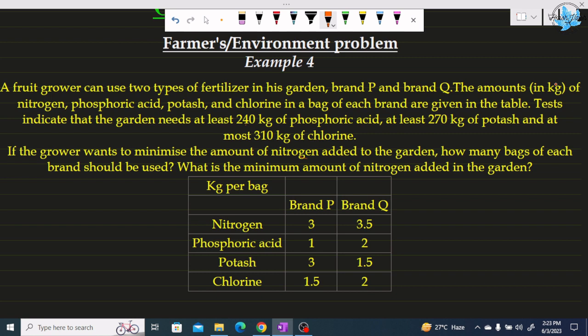There is a fruit grower who uses the two brands P and Q. The units or the components of brands P and Q are given to you, and the need of the garden is already given to you. So you have to find the minimum nitrogen quantity.